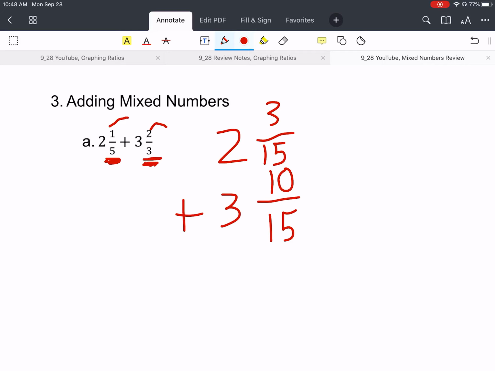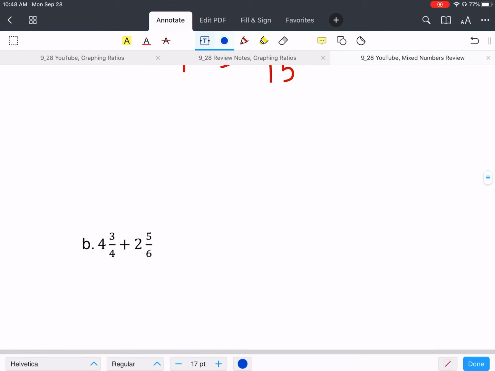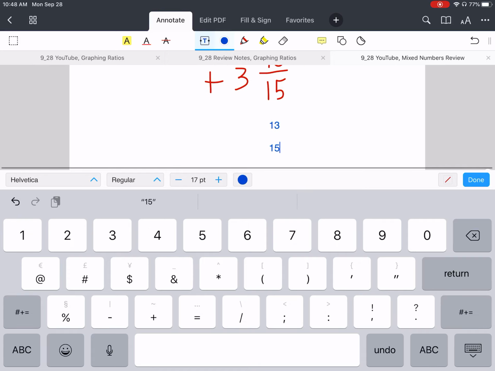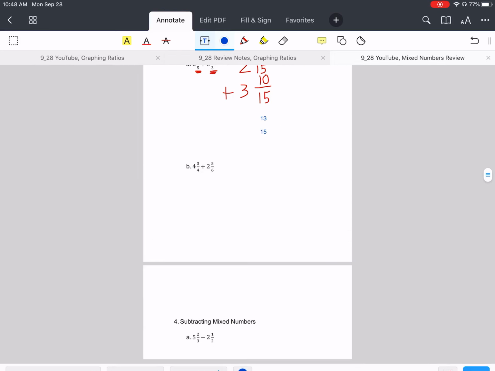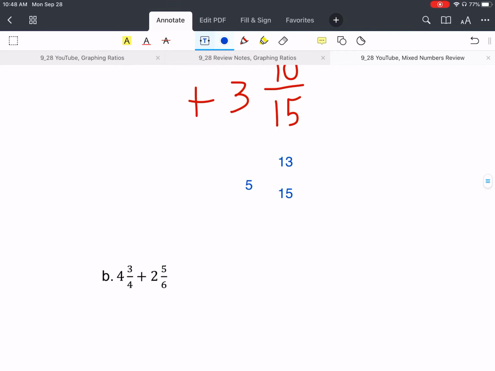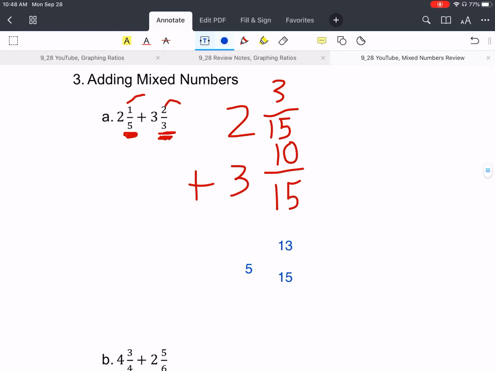To get to a total of, I have to type it. Sorry about that. Not sure why my pen stopped working. 13 over 15. And the whole number, which was 2 plus 3, gives us 5. So our answer, while my video is sort of messed up, would be 5 and 13/15. I'm going to try and get this pen working. There we go. Okay. 5 and 13/15.